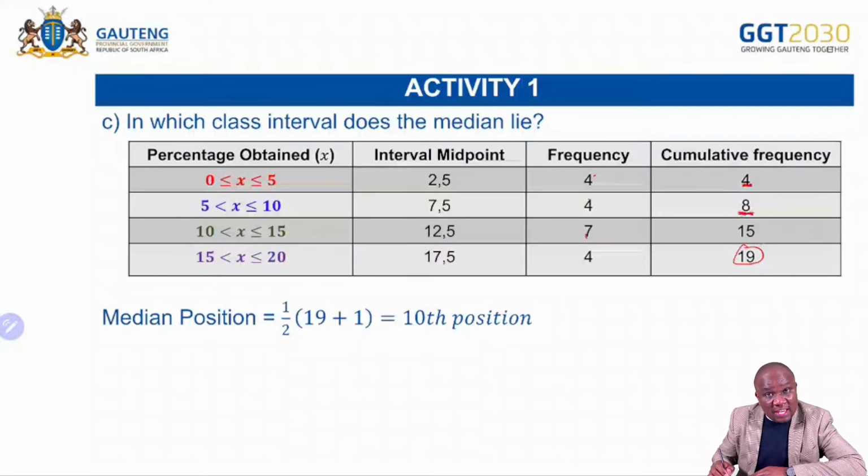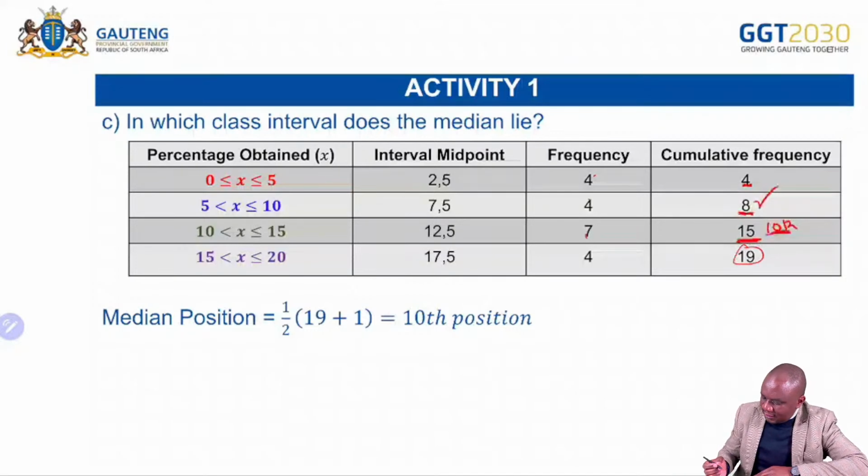And then where's the 10th position? It means it's here. Because this one is up to the 15th. You see that? It's up to the 15th. This one is up to the 8th, so it means you have not yet reached the 10th position. And then the 15 is up to the 15th. You have even passed the 10th position. So the 10th position is here.